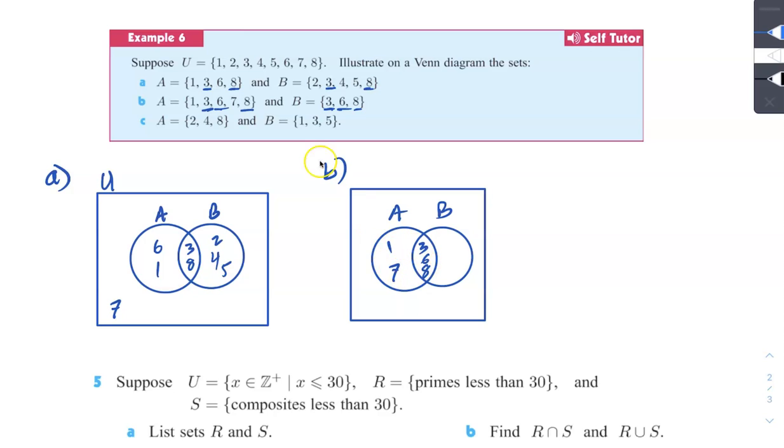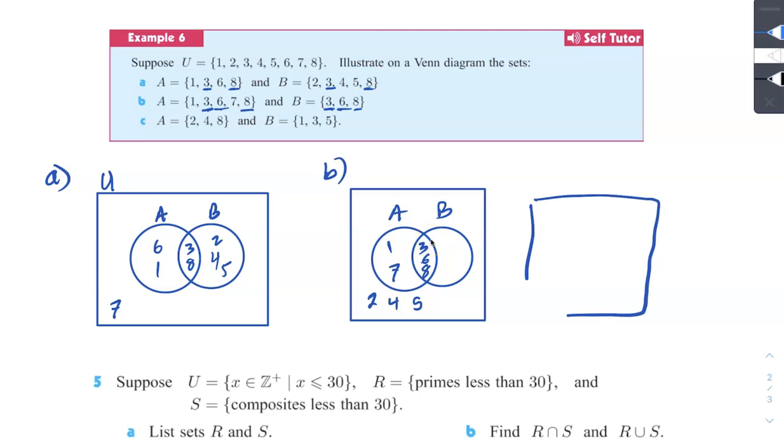On the outside, what's missing from all that? It looks like nobody has a 2. So I'll put that on the outside. Nobody has a 4, a 5, and that's it, 4 and 5. So 2, 4, and 5 are all on the outside. So they're not in A or in B. So that does work as a Venn diagram.